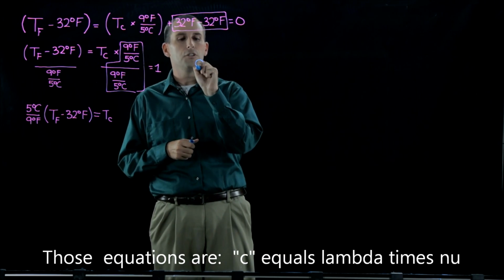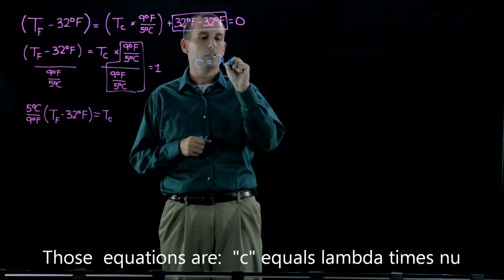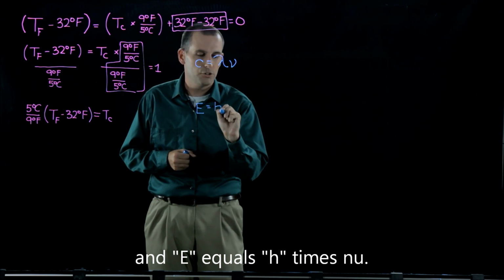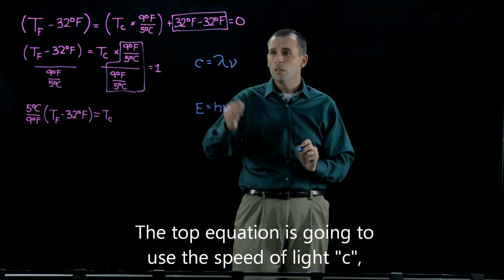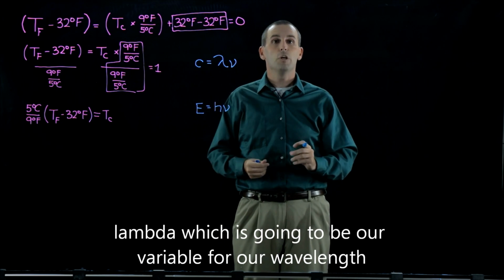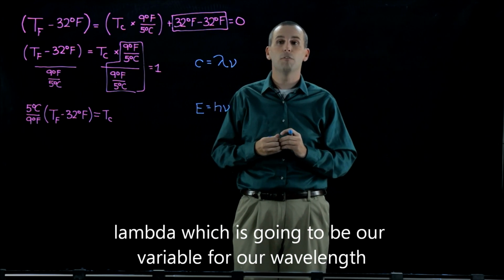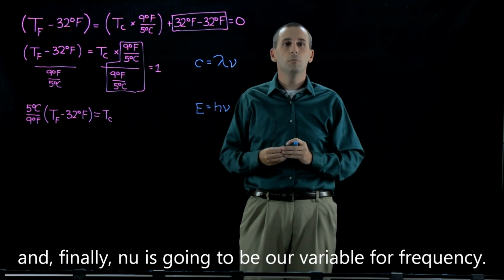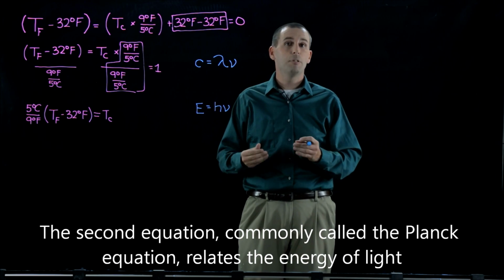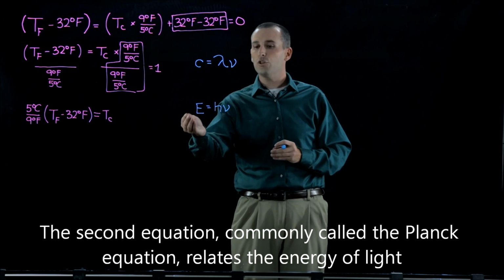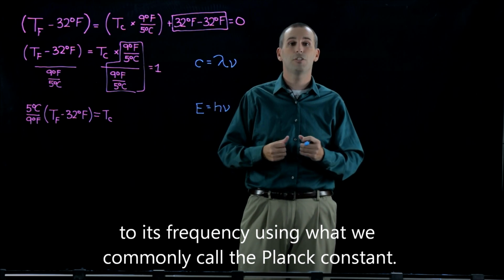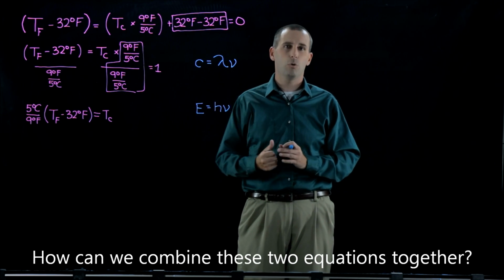Those equations are c equals lambda times nu and E equals h times nu. The top equation is going to use the speed of light, c, lambda, which is going to be our variable for our wavelength, and finally nu is going to be our variable for frequency. The second equation, commonly called the Planck equation, relates the energy of light to its frequency using what we commonly call the Planck constant. How can we combine these two equations together?